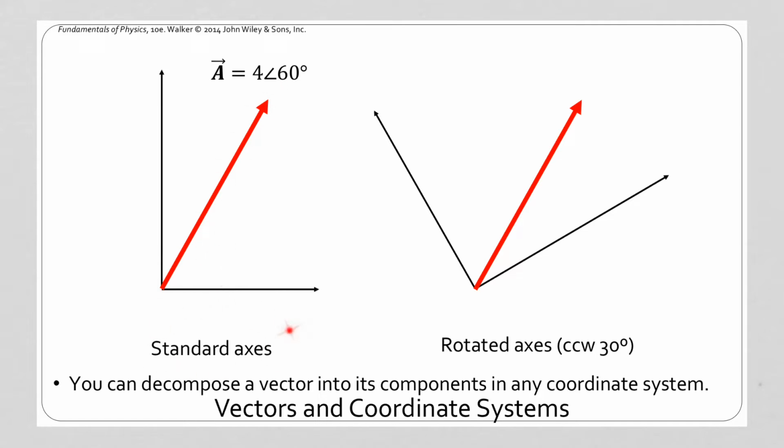But sometimes we want to use standard axes. Sometimes we will use rotated axes. If, for example, we're dealing with a ramp and we're traveling up and down a ramp, it makes more sense to align our axes with the slope of the ramp rather than the slope of the ground.